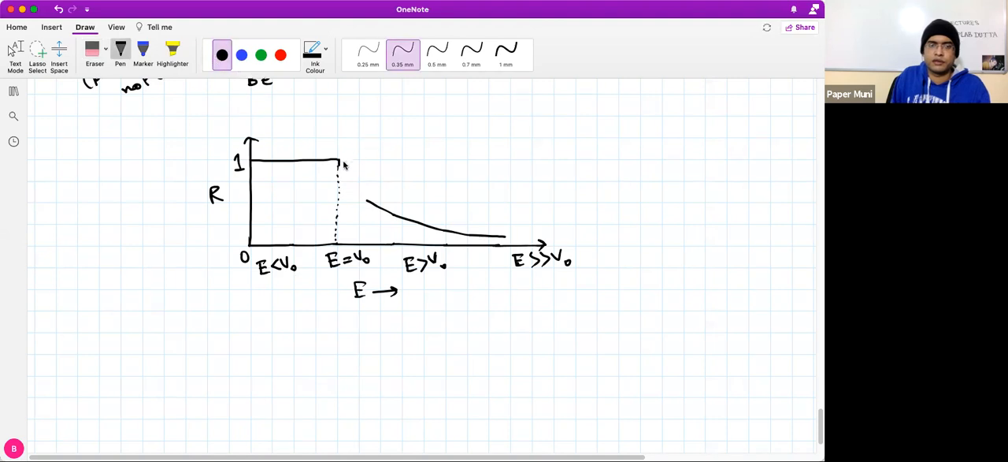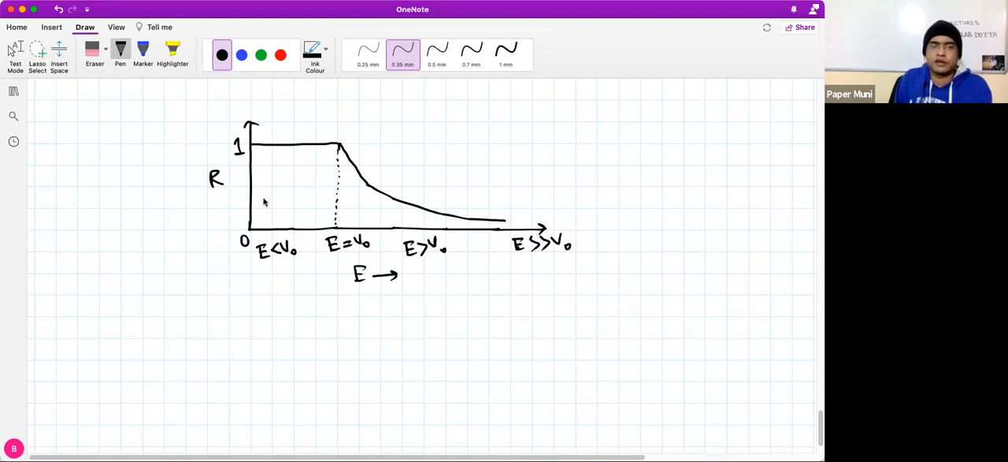The curve is a bit smoother than what I have drawn. So we can see the different cases of R. First it's completely one for E less than V naught, and then at E equal to V naught, we have this value. Then as you keep on increasing the energy, the reflection coefficient keeps on decreasing, and it goes to zero when we take E very, very much greater than V naught.